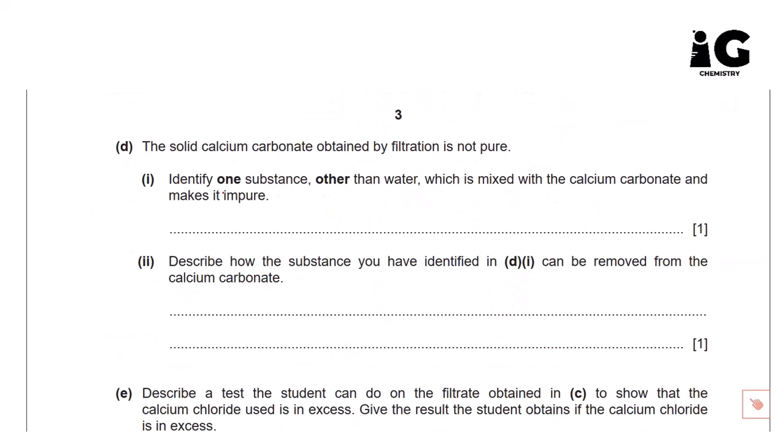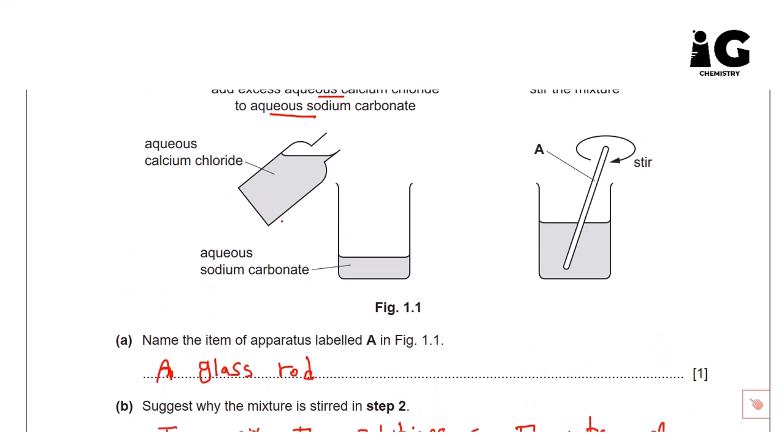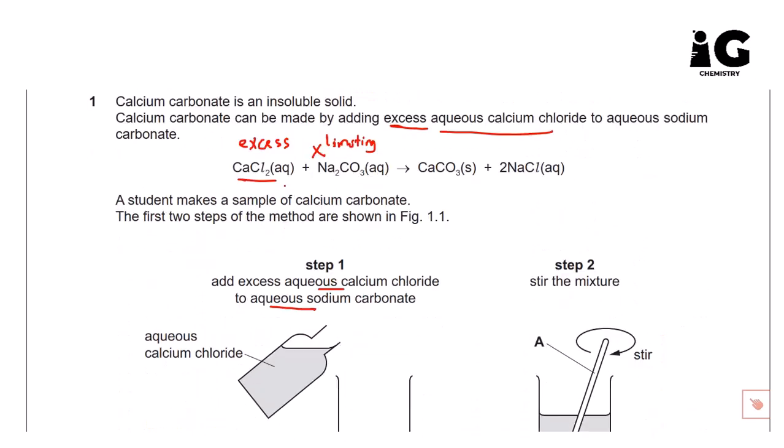Okay, so identify one substance other than water. We need to skip water from our answers, which is mixed with the calcium carbonate and makes it impure. Let's come back to the equation itself. Here this substance is limiting, which is supposed to be used up after the end of the reaction, so it is not found and we can cancel it. After the reaction we have this solid, the basic residue, and a mixture of sodium chloride and aqueous calcium chloride. So we could write any one of them.